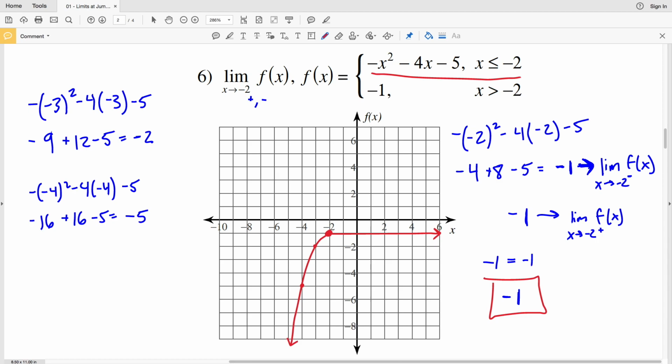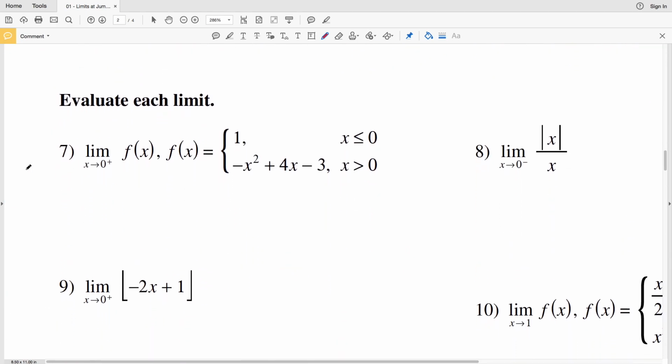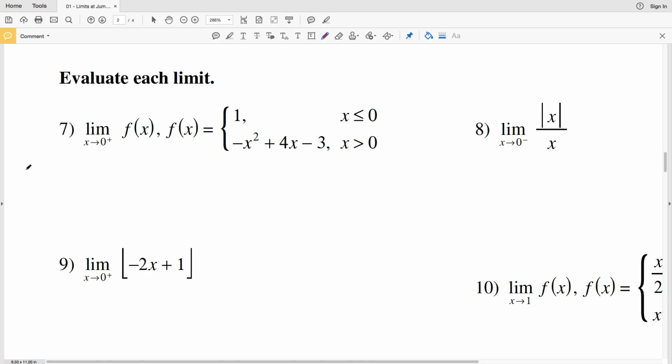Let's continue on to the next section. For numbers 7 through 12, we're evaluating each limit. So in number 7, we're evaluating the limit of f of x as x approaches 0 from the right. So remember, that's for x values that are greater than that a value, where a in this case is 0.